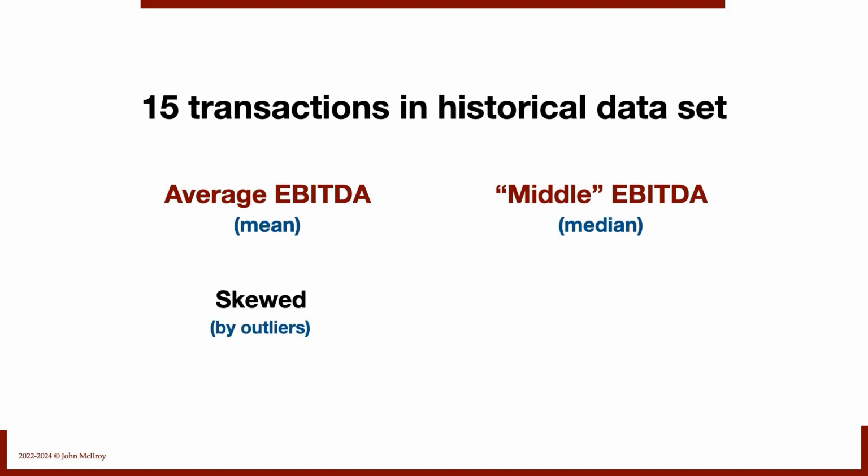And with the average EBITDA, we do have to worry about the results being skewed. If we have a couple of deals that have very, very high selling prices, that's going to drag up that average. We don't have to worry about that when we do the median, the middle number. It's not subject to being skewed by outliers. So we don't use average EBITDA. Instead, we use median EBITDA.